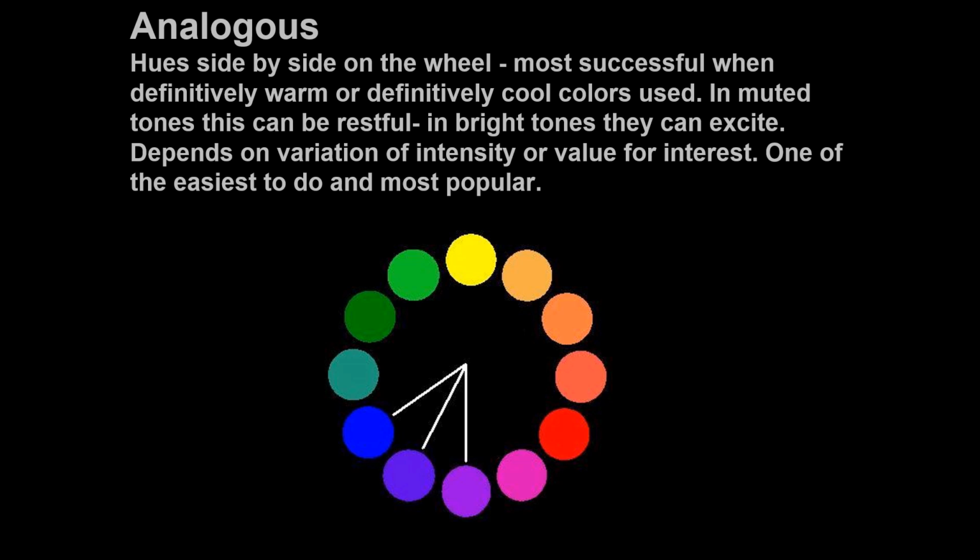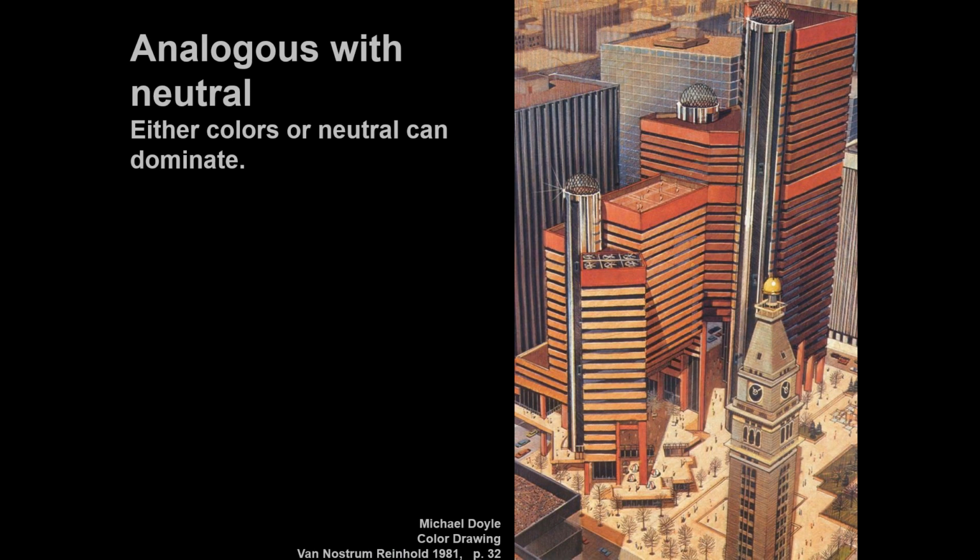Analogous schemes are colors side by side on the wheel. It works the best when they are definitely warm or definitely cool. The interest in it depends on the variation of intensity or value. Analogous schemes also tend to be very common and popular to do. Here's an example of an analogous scheme. We have yellow, orange, and red, and then grays in the background so the building stands out.